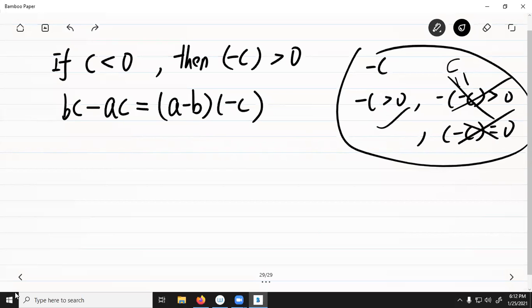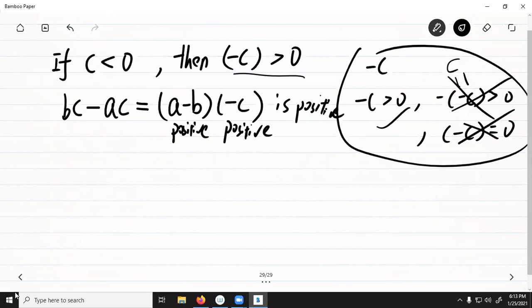So A is greater than B, this is a given, so this is positive. Negative C we know is greater than 0, so it's positive. So positive times positive is positive. So AC is less than BC.